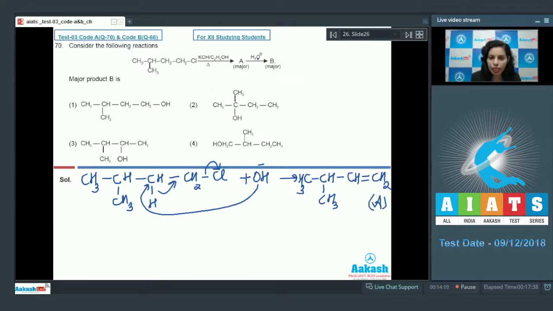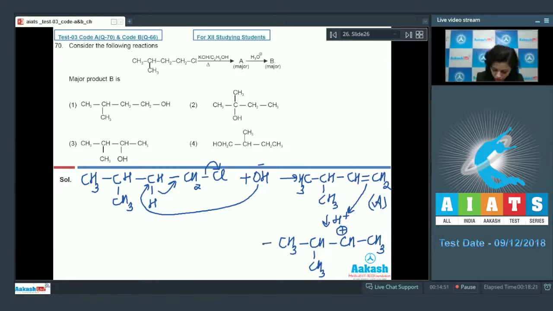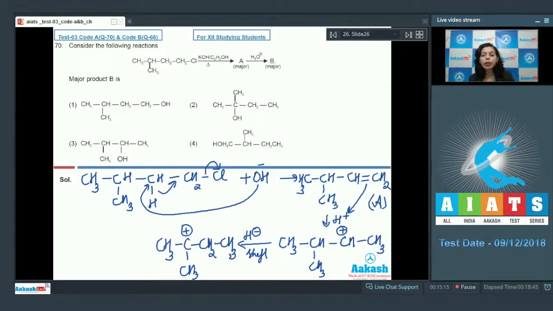But this is not the end of the reaction. Further, its hydration would be done, acidic hydration. So when the H plus ion attacks on it, this would be added here. So this is the intermediate which would be formed, but this is unstable. So what will happen? There is a hydride shift, and during the hydride shift there is the formation of a more stable carbocation. CH2, CH3. This is a tertiary carbocation that is more stable.